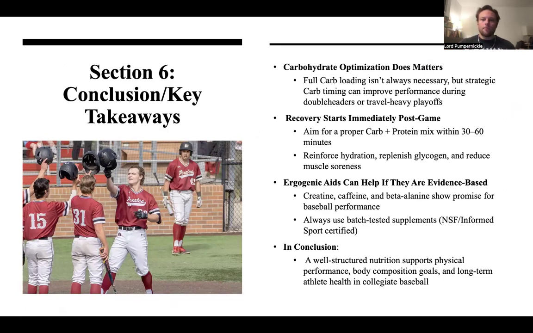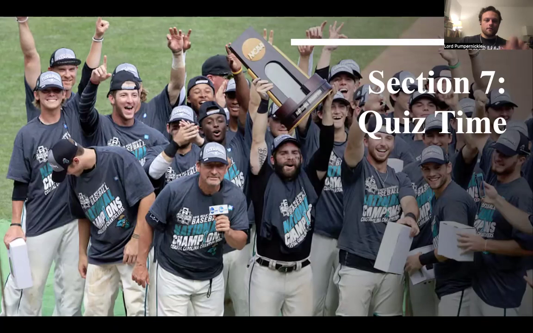You want to aim for a proper carb and protein mix within 30 to 60 minutes. You want to reinforce hydration, replenish your glycogen, and reduce muscle soreness. Ergogenic aids can help if they're evidence based. So creatine, caffeine, and beta alanine are all examples of ergogenic aids that show promise. You want to always use batch tested supplements, NSF supported. And in conclusion, a well structured nutritional plan supports physical performance, body composition goals, and long term athlete health for collegiate baseball. And now, quiz time.